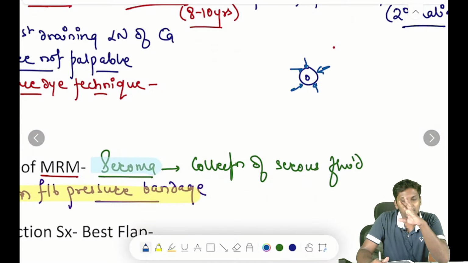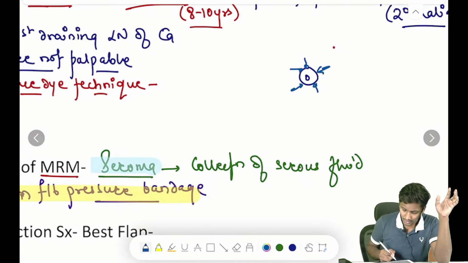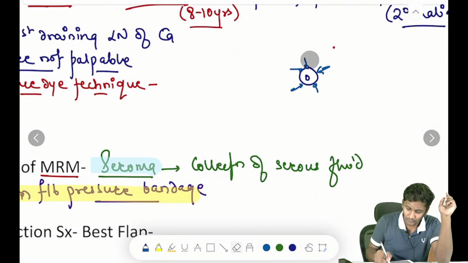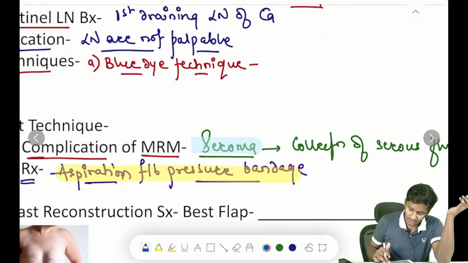These lymph nodes are to be removed, all of them. Okay? So that is what is important. This is going to help us in actually removing all the lymph nodes which are involved in the cancer, even if they are not palpable. That is the blue dye technique.